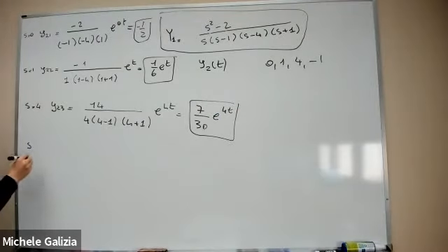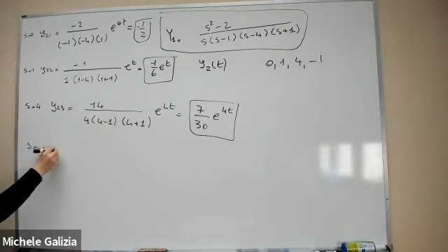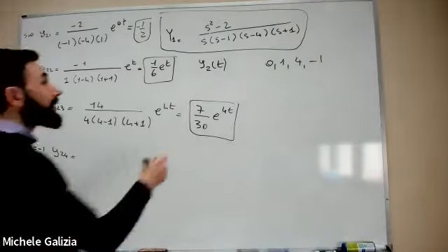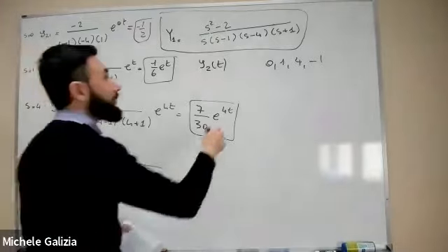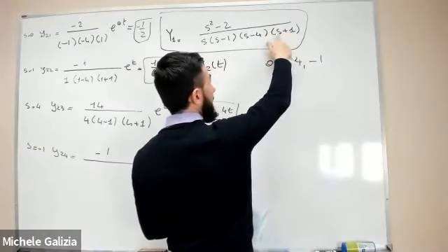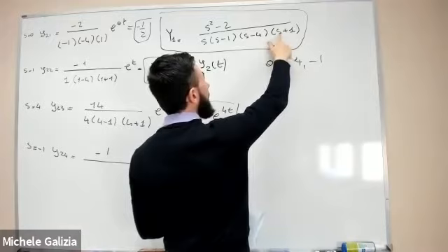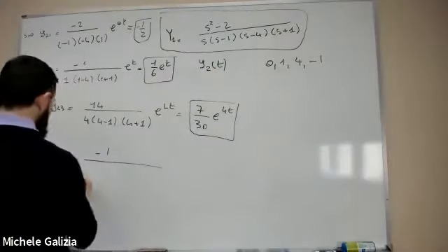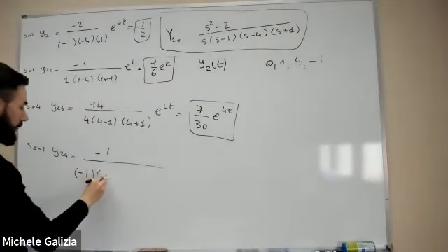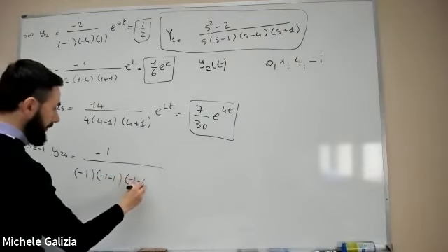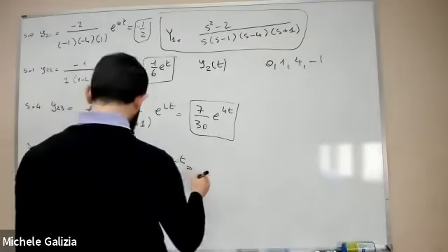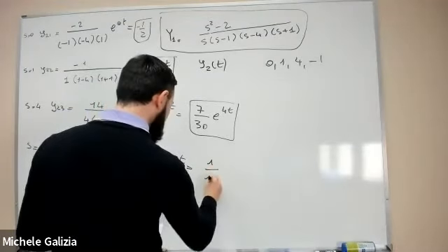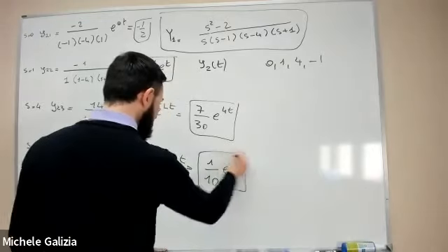Now s equal to minus 1, so the fourth contribution to y2 will be the numerator calculated in minus 1. I have to remove from the denominator the factor s plus 1. So we have minus 1, minus 1, minus 1, minus 1, minus 4, exponential of minus time. That goes to 1/10 exponential of minus time.